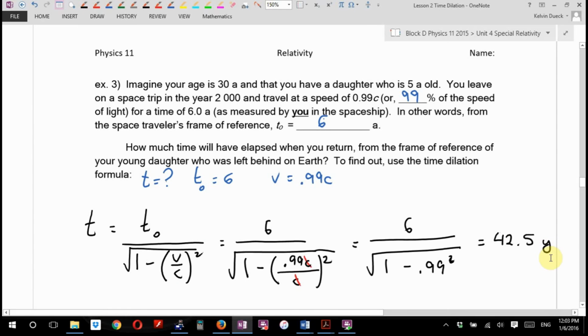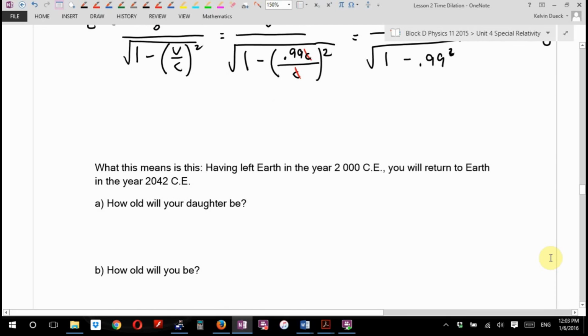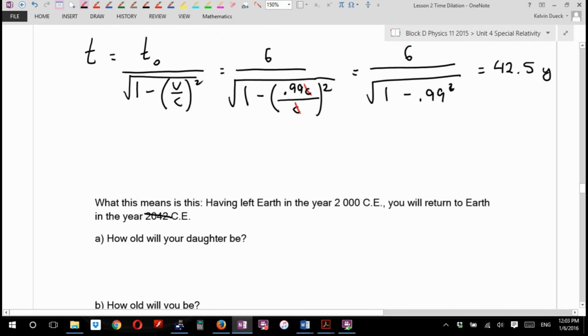And here's where it gets weird, because here's the obvious conclusion. What this means is this: if you left the Earth in the year 2000, you're going to come back in the year, sorry, not 2042, 2042.5. You're right, I did change it.